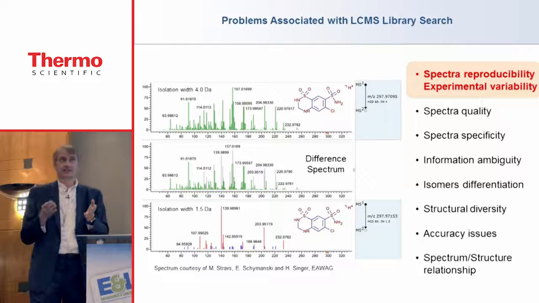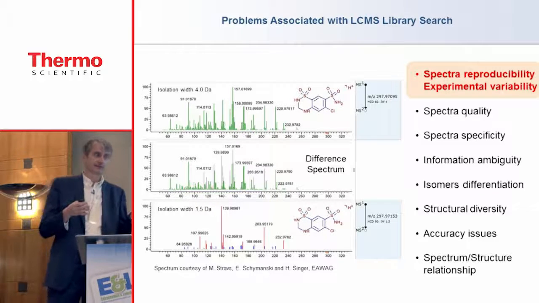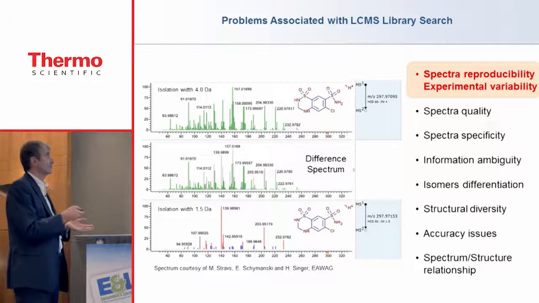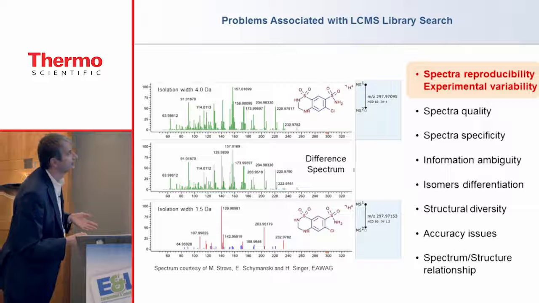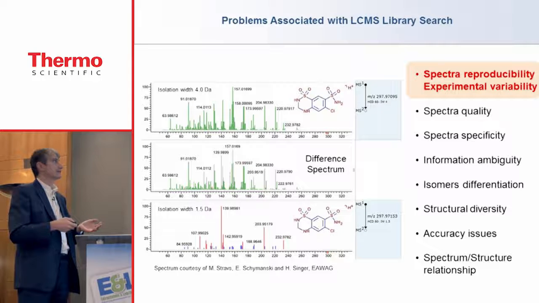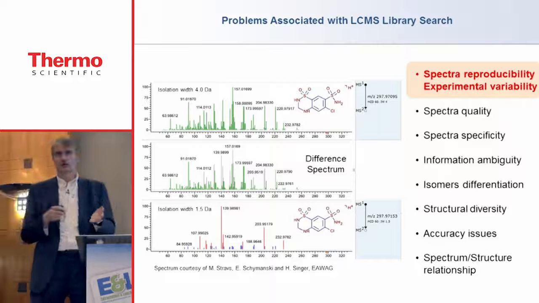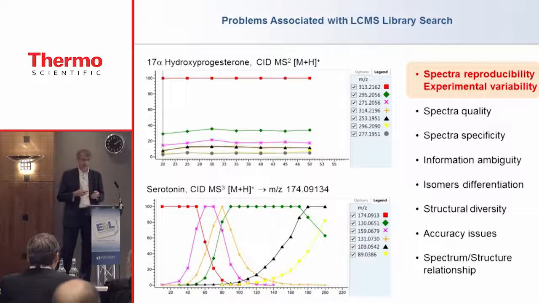In LCMS, we can acquire spectra at various experimental conditions. One of the parameters is the isolation width. So we have here on the top a spectrum acquired at isolation window 4. This is isolation window 1.5. So you see, even though spectra are coming from the same compounds, their spectra are absolutely different. Neither human nor any search algorithms will recognize them as identical compounds.